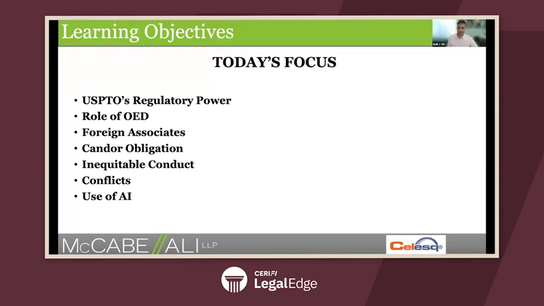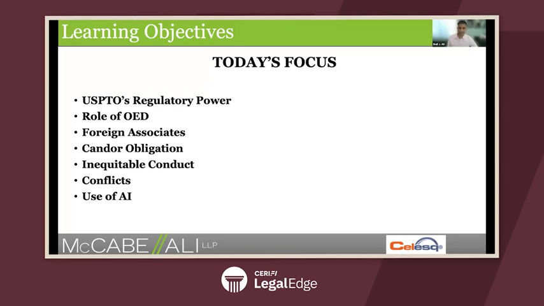So we'll talk about how the USPTO regulates attorney conduct or practitioner conduct. We'll also talk about that office within the USPTO called the Office of Enrollment and Discipline. We'll talk about working with foreign associates. With all this stuff about tariffs and all that, we know that we're in a globalized economy. But how do we as practitioners work with other practitioners abroad? And how do those folks work with us to help clients?